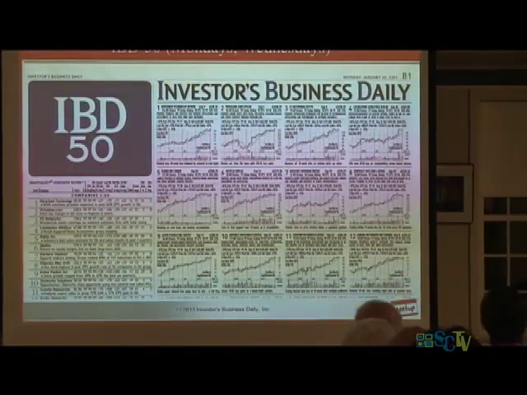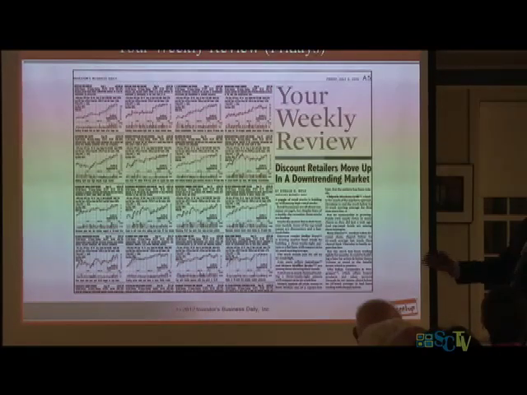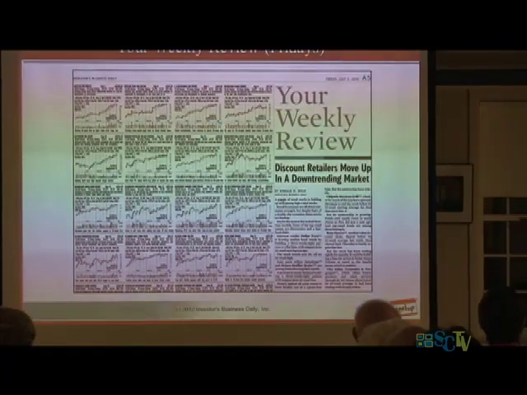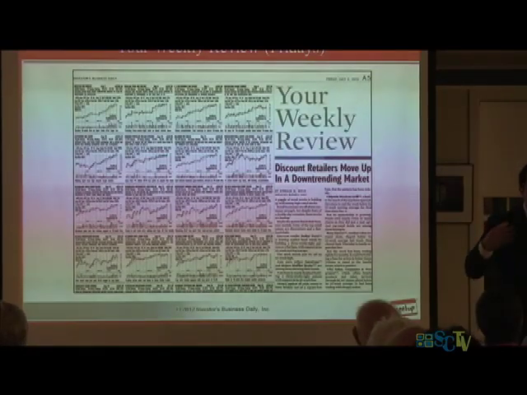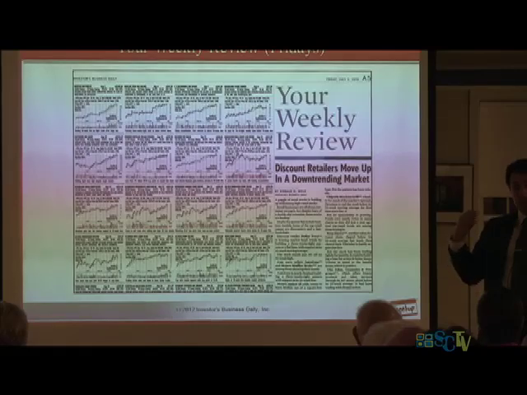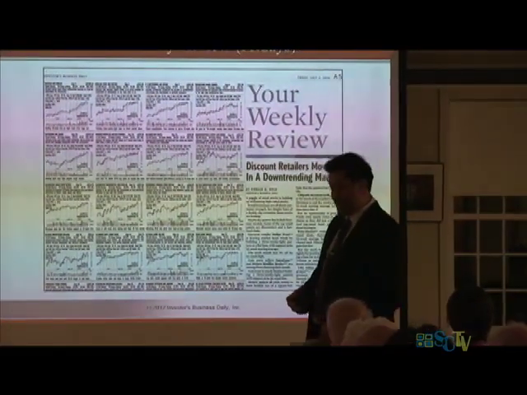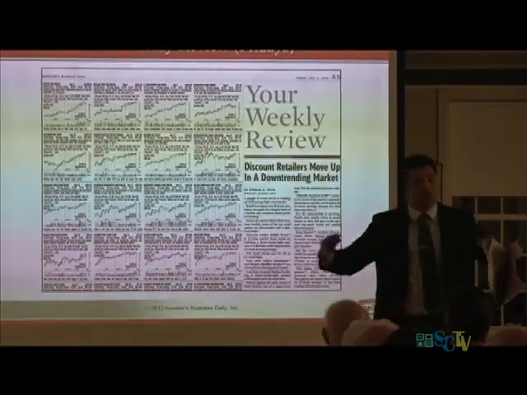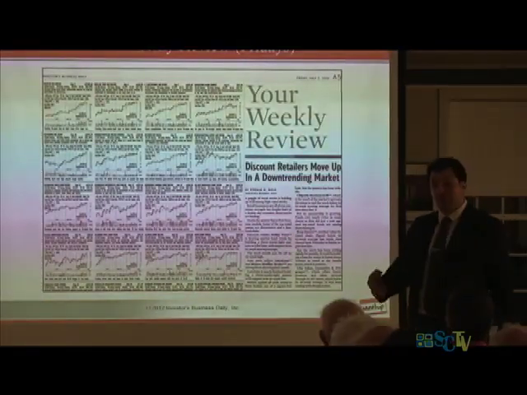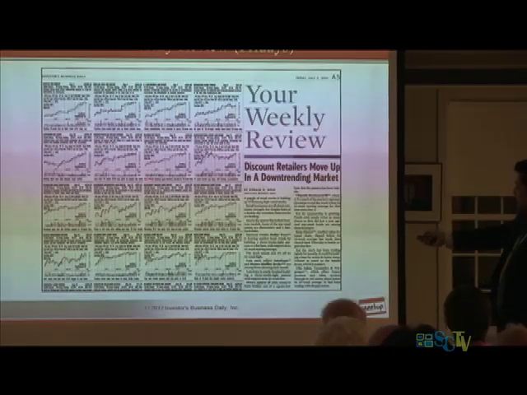Weekly review. This comes out every Friday. Unlike the IB50, there is no limit to how many stocks can show up on this list. It comes out every Friday in the paper, and if it's a good, strong market, you'll see 100 plus stocks on the list. When the market gets really weak, the list will start to contract. Just like the IB50, you have that one-line analysis under each chart.